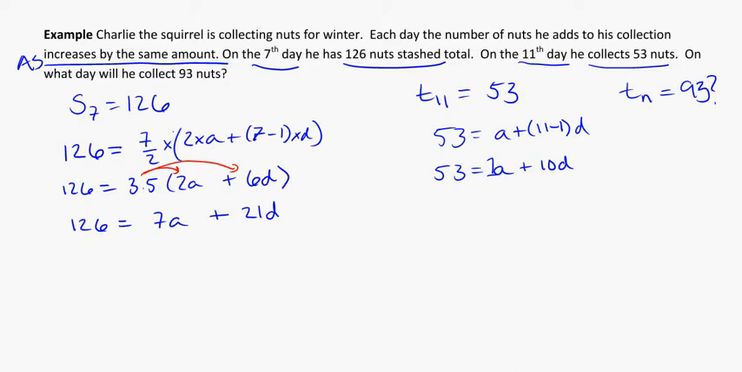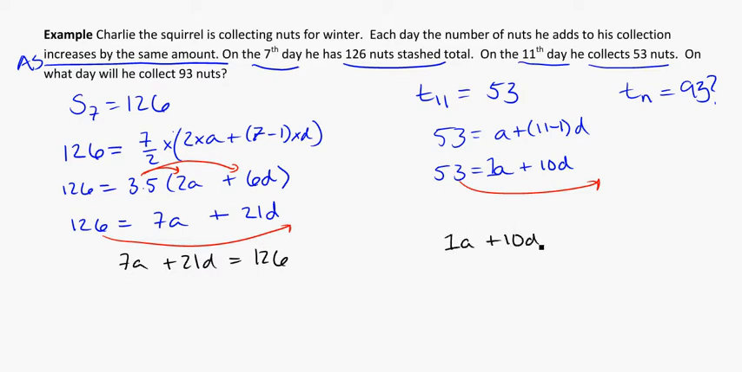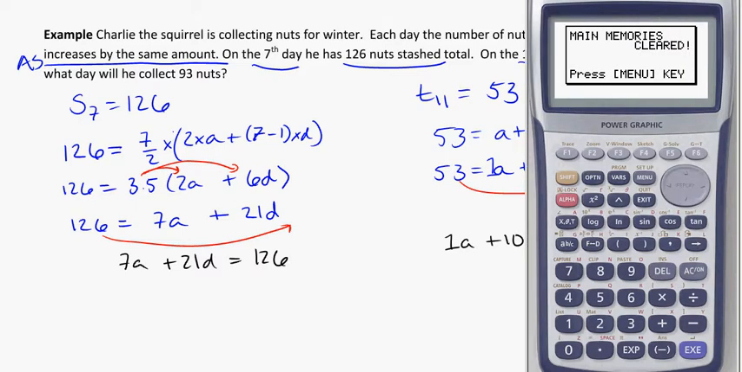Okay, last step, we're just going to write it so that the equal sign is on the right hand side. So for our calculators, we can use 7A plus 21D is equal to 126, and we can use 1A plus 10D is equal to 53. And we will put these into solver using simultaneous equations.